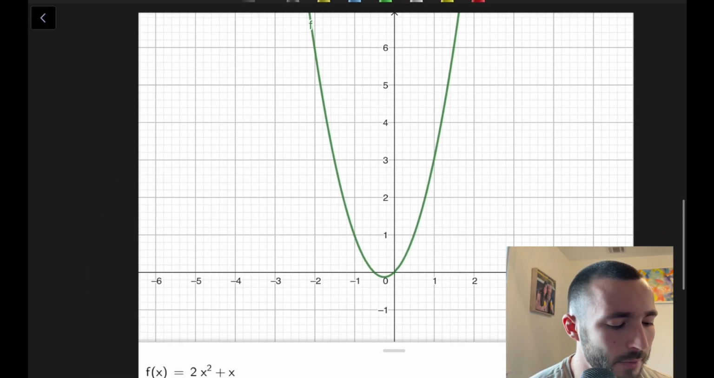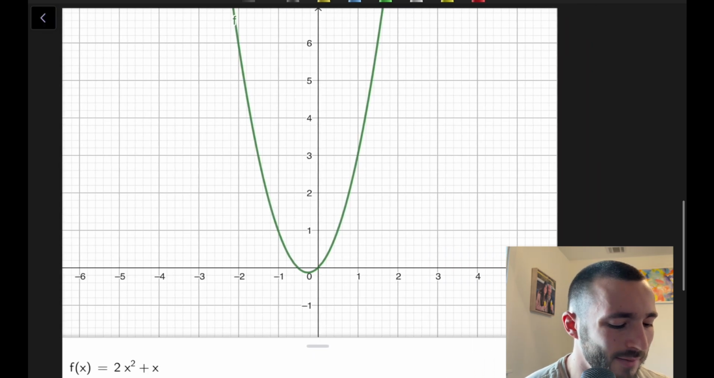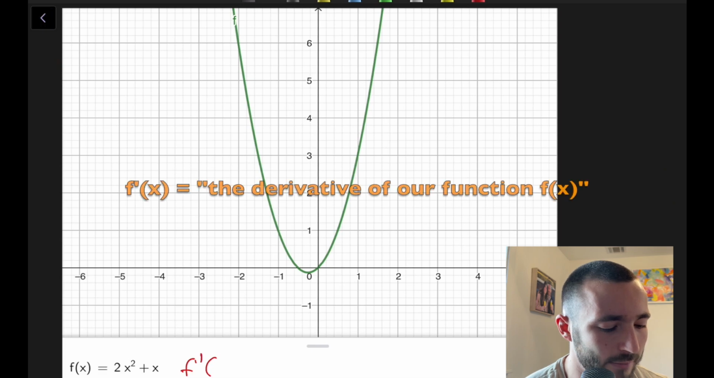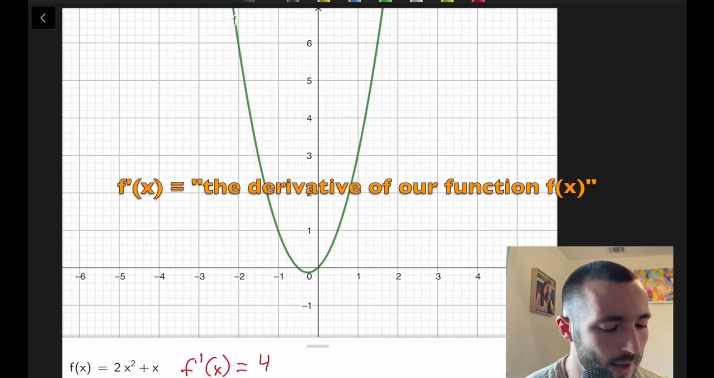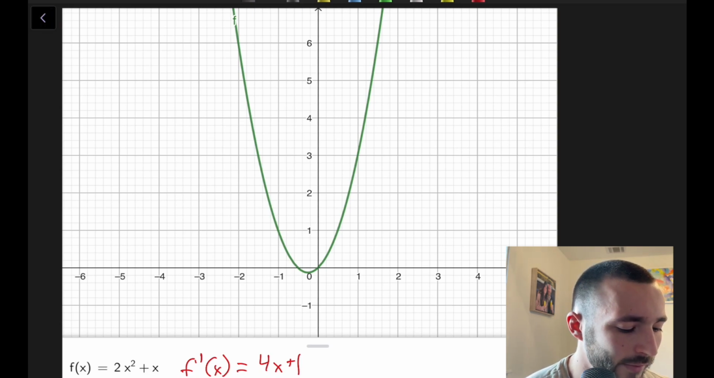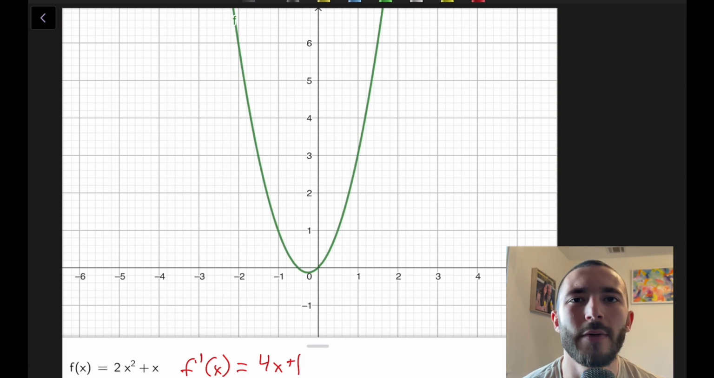Again, I'm going to be using the power rule. I'm not going to explain it this time. So this has a derivative, f prime of x is equal to 4x plus 1. So what does this mean? If we just said derivatives are a slope, what does it mean to have a slope of 4x plus 1?